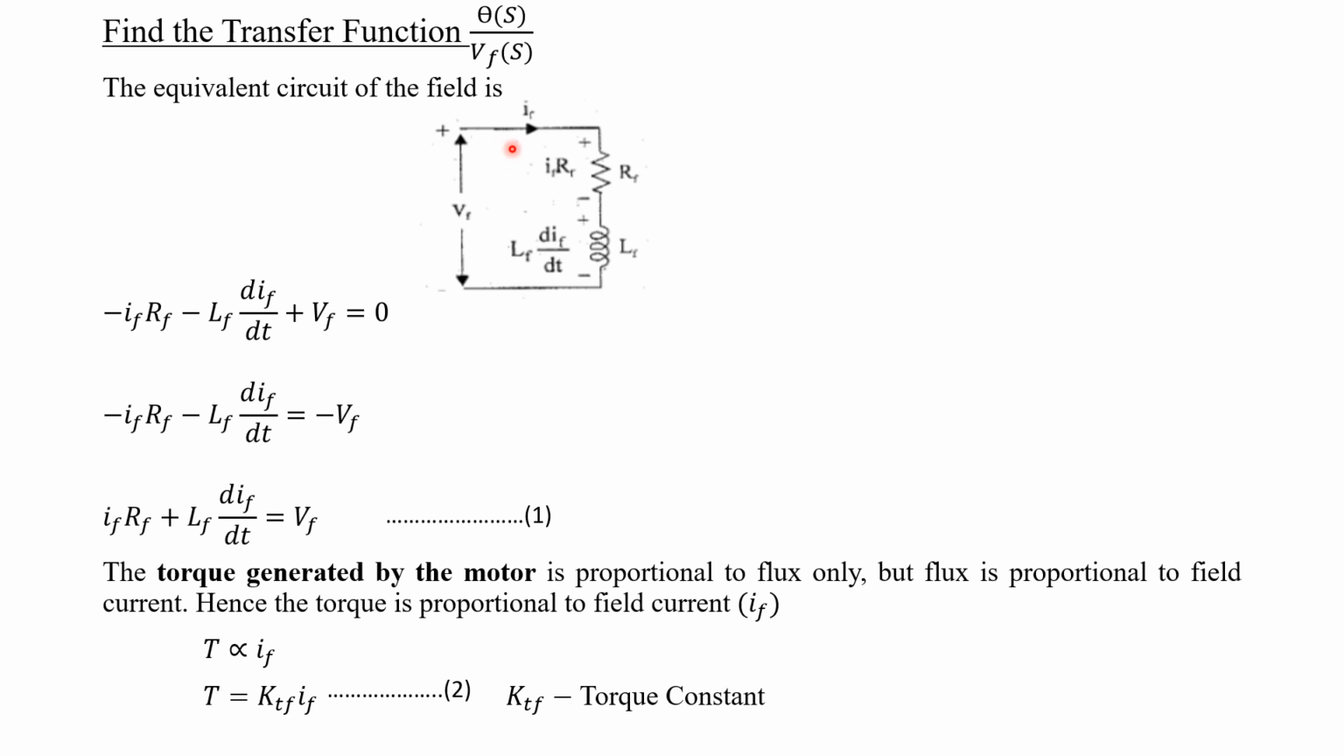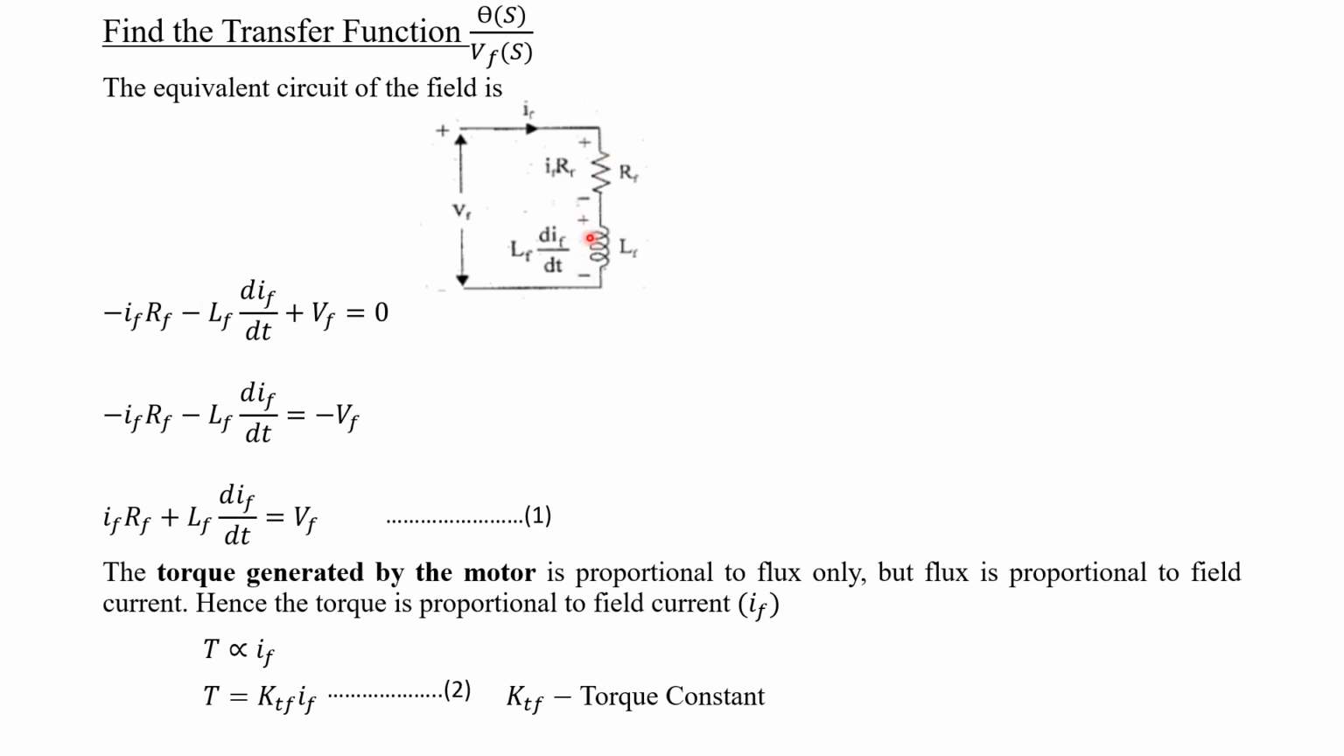Now if we are applying KVL around this path, first we have to assume the direction of current flow. So this is the direction of current flow from the equivalent circuit. Now along the direction of current flow, for each and every element we have to put plus minus. After putting this plus minus, from one end we have to go through the circuit. From here, if we are going through the circuit, it is plus to minus, so this is a drop, so we have to put a minus. What about the drop? IF into RF. Then next again plus to minus, so drop, minus.